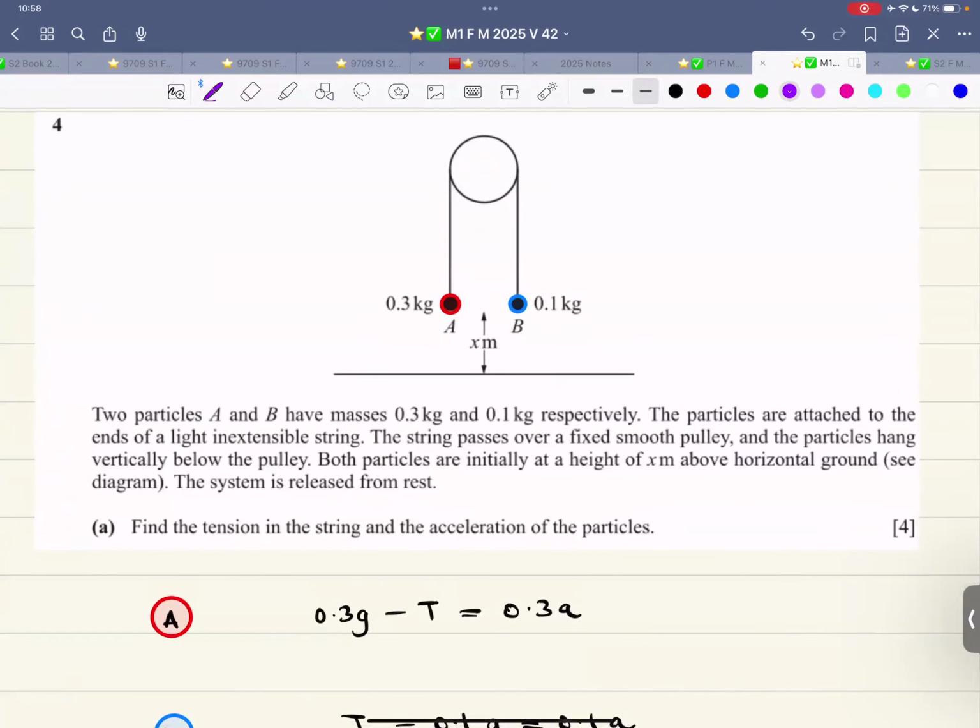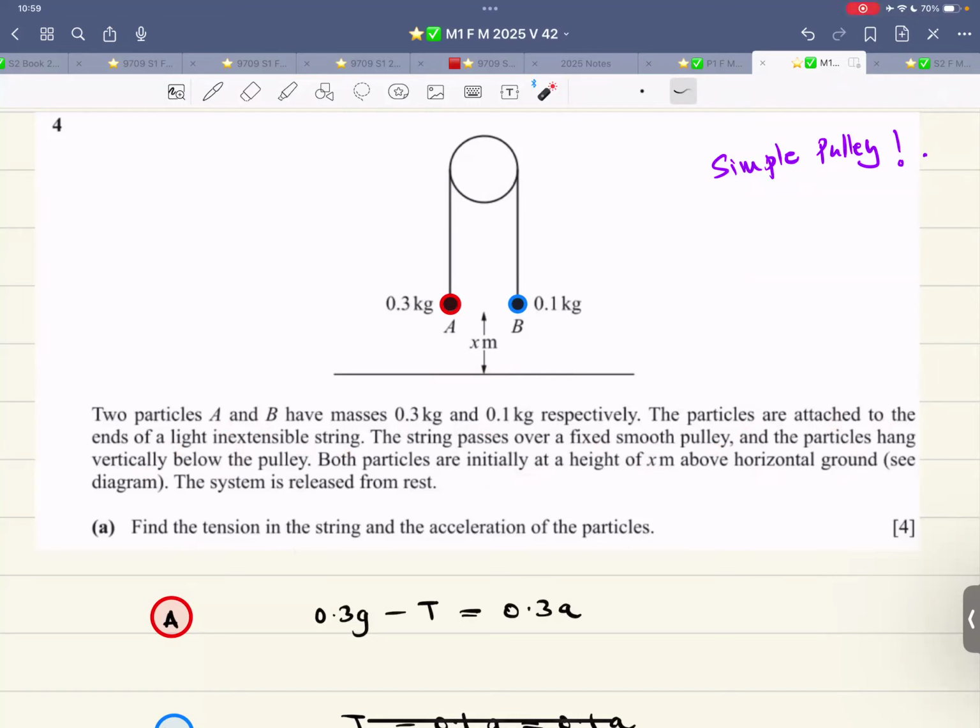Question 4, connected particles. A simple pulley came after a relatively long time. So I think this kind of question, expect more of it this year. And over here, it says 2 particles have masses such and such. The particles are attached to the ends of a light inextensible string passing over a fixed smooth pulley, and the particles hang vertically below the pulley. They are initially at a height of X meters above horizontal ground. The system is released. Find the tension and the acceleration.